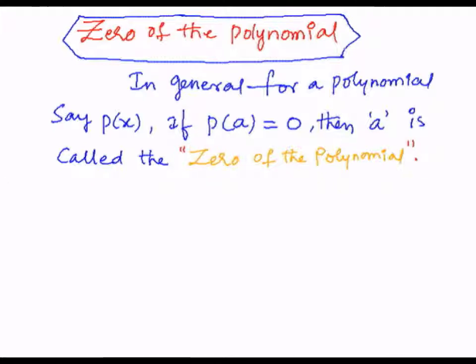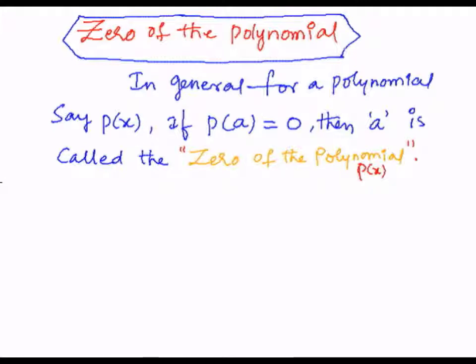So here the polynomial we supposed is p of x. When we consider a polynomial p consisting of the variable x, if x is replaced by a, that is, p of a is 0, then the value which we have substituted instead of x, that particular a, will be called the 0 of the polynomial, since we are getting 0 as the result when the variable x is replaced by this particular a.